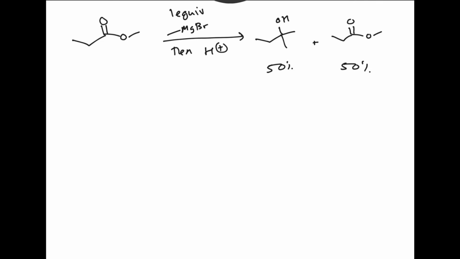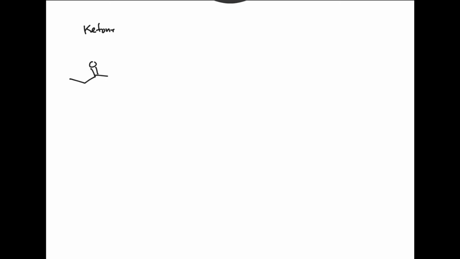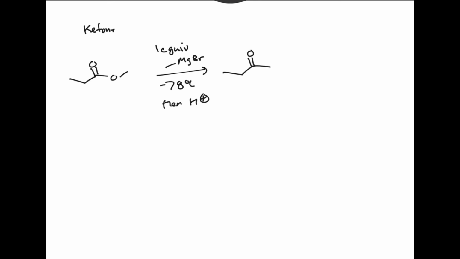Fair? Now, how do we make the ketone? How can we just stop at the ketone? We're going to do the same thing that we did with the dibol, which is we're going to use 1 equivalent of Grignard at negative 78 degrees C in hopes of getting the reaction stuck at the tetrahedral intermediate, right?